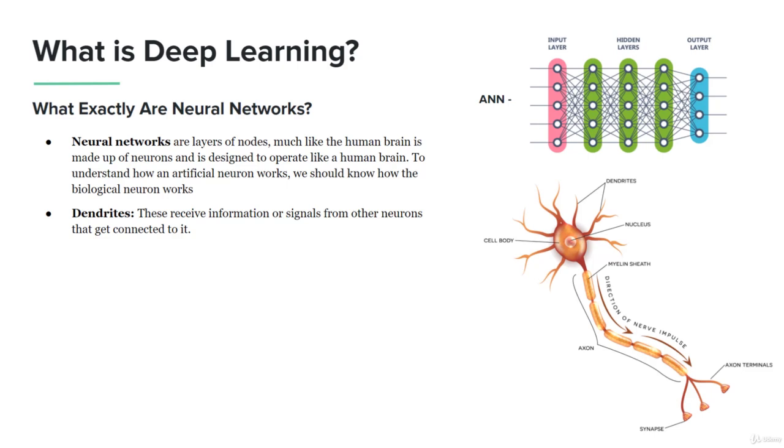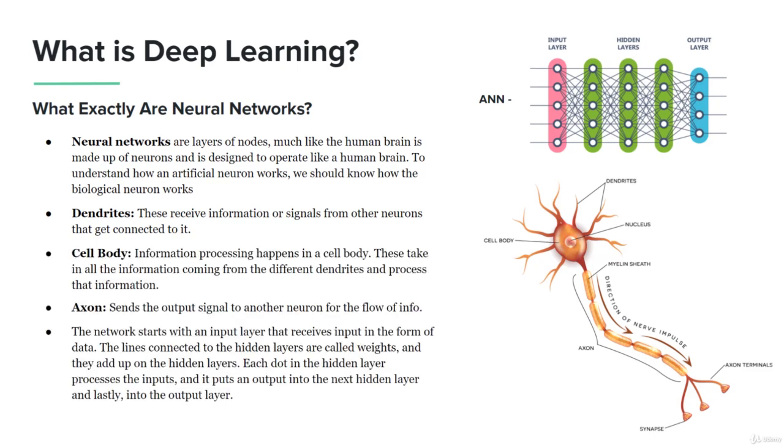And so in order for us to really understand how the artificial neurons work, we should know how the biological neuron works as well, right? So just like I mentioned, here on the right hand side, we have an actual neuron, and then we have different parts of the neuron. So the dendrites, these receive information or signals from other neurons to get connected to it, right? And then the cell body is information processing. This is where the information processing happens in a cell body. These take in all the information coming from different dendrites and process that information efficiently and accordingly, right? And then the axon sends the output signal to another neuron for the flow of info.